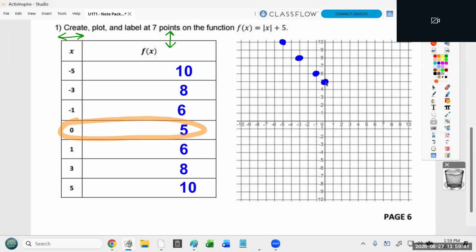Remember, the blue is what you should be copying. Don't worry about copying anything else. Now I have 1, 6, which means go right 1 and up 6. I'm going to plot a point right there. Then we've got 3, 8. So I'm going to go right 3 and up 8 and plot a point there. And then finally, 5, 10, which means go right 5 and up 10. I'm going to plot a point there.